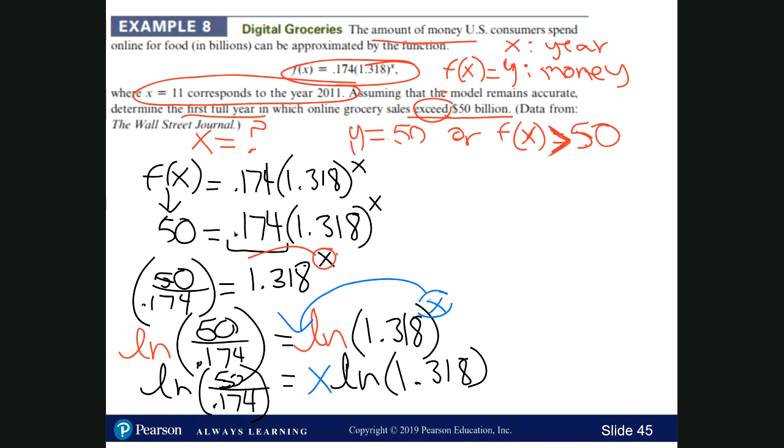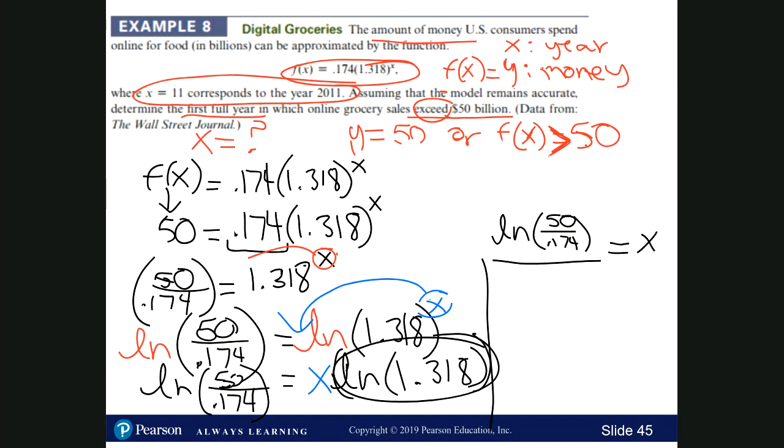So now what we need to do, you could see how x is being multiplied by this expression. And so the right thing to do is to take it across. First, I'm going to write what I already had on the left. Natural log of 50 divided by 0.174. And then that divided by this whole thing. Natural log of 1.318.